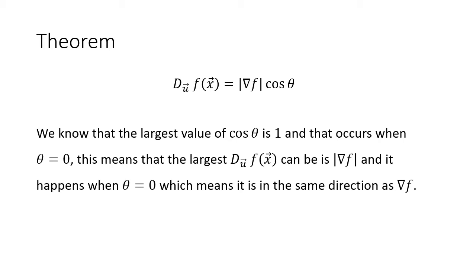Cosine is bounded between -1 and 1. The biggest value it can be is 1, and that occurs when theta equals 0. Now that means that the largest that my directional derivative can be is going to be the gradient times 1. Otherwise, my cosine of theta is something less than 1, which is going to scale it smaller.